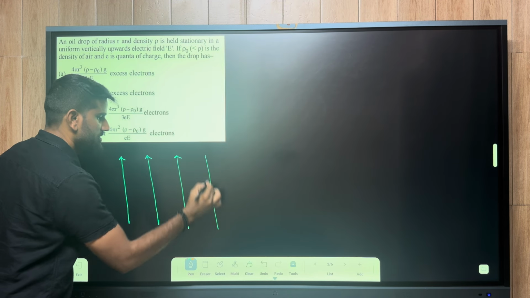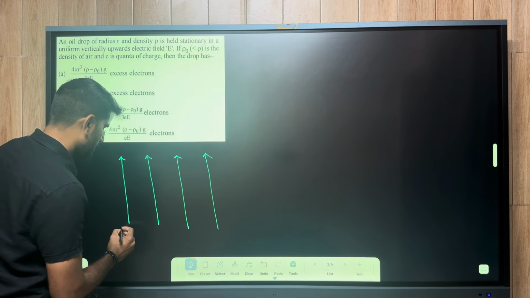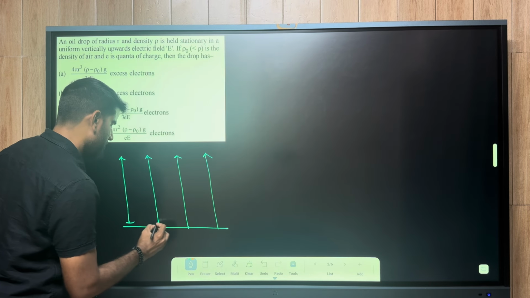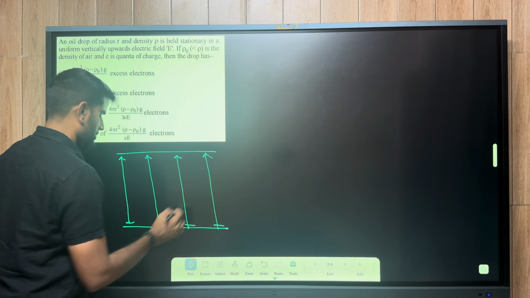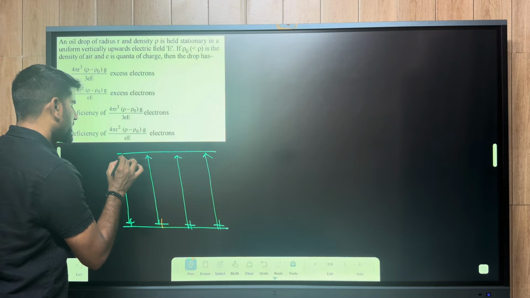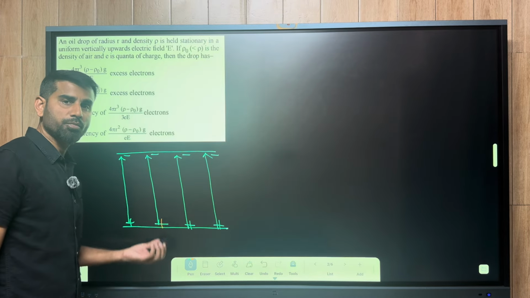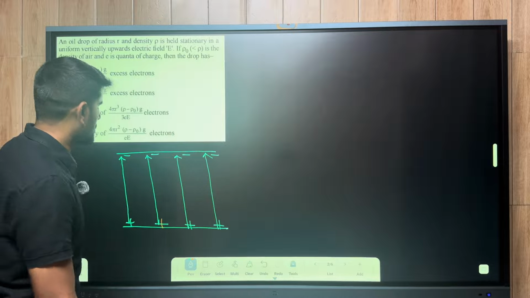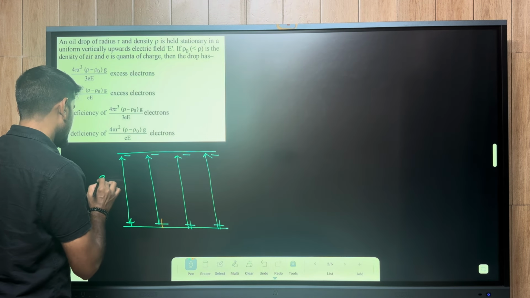Now the electric field direction is upward. That means the plate here is positively charged and the plate here is negatively charged, because field always flows from positive charge to negative charge. So we are given this situation, the electric field strength is E.